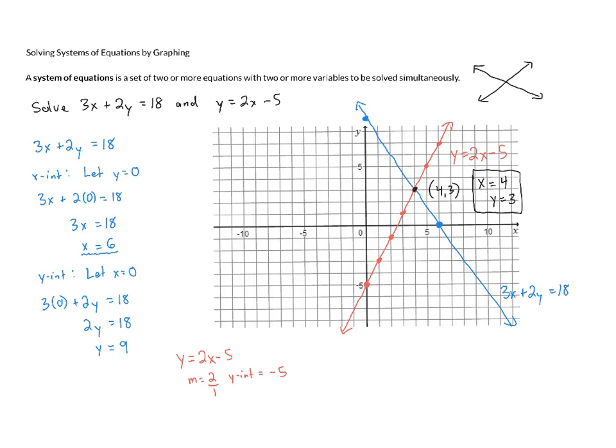Now, with these problems, it's imperative that you're drawing accurate graphs. If you're being sloppy with your lines and they're not drawn nicely, it's going to be much harder to see where they intersect. So I strongly recommend that you use graph paper and you use a ruler or some other straight edge to draw nice, beautiful lines so it's easy for you to see your solution in the end.